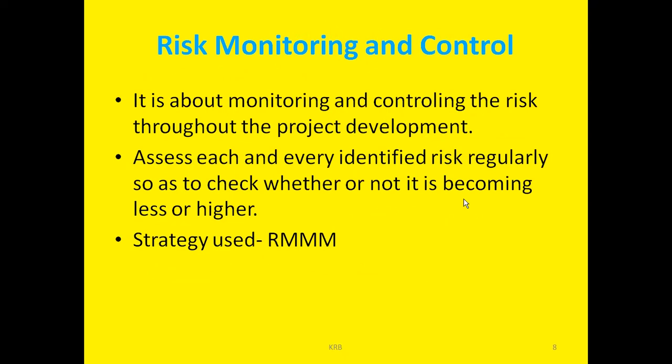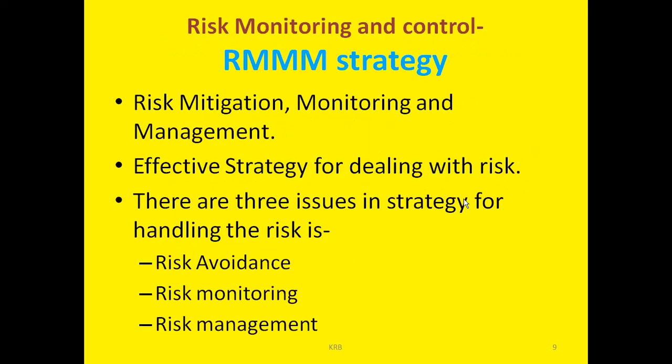Next is risk monitoring and control. It is about monitoring and controlling the risk throughout the project development. It focuses on assessing each and every identified risk regularly to check whether it is becoming less or more severe. For monitoring and controlling these risks or defects, we have a strategy called RMMM. What is RMMM? It is nothing but risk mitigation, monitoring and management. It is the most effective strategy for dealing with risk. The three issues this RMMM strategy handles are risk avoidance, risk monitoring and risk management.